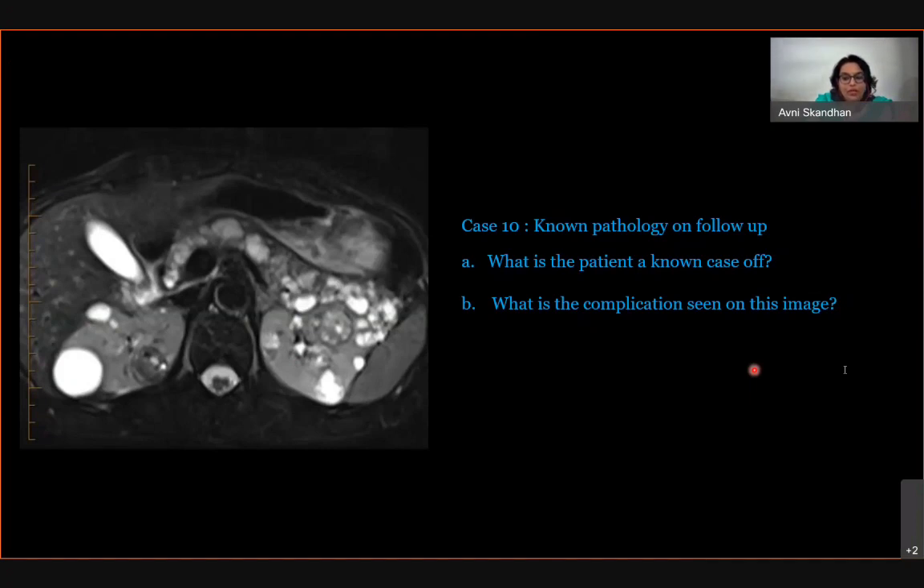Yes. And which side are you seeing it? Which side are we seeing the RCC?